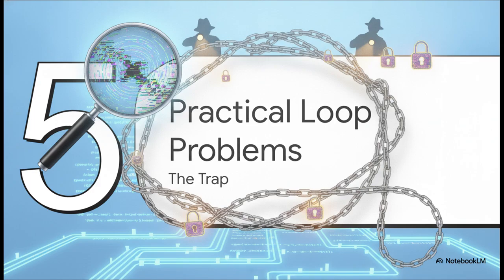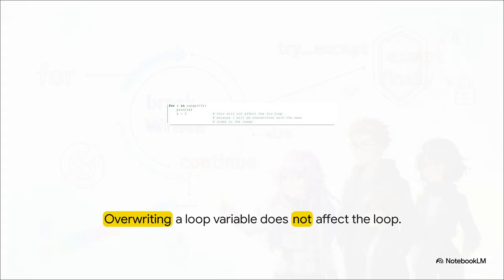Finally, Section 5. Practical loop problems. The trap. All right, grab your detective hats, because it's time to investigate a classic bug you will absolutely run into at some point. Now that we know how loops work, we have to talk about what happens when you try to get a little too clever with the loop's internal mechanics.